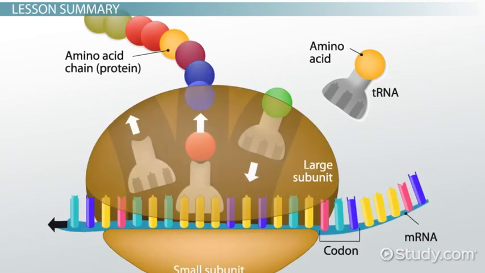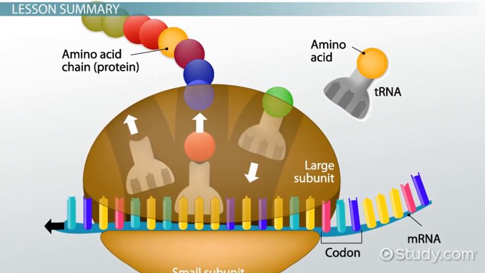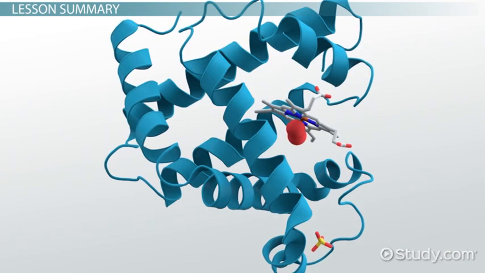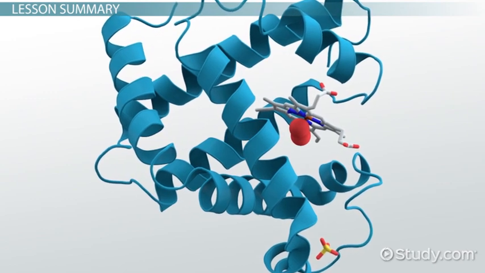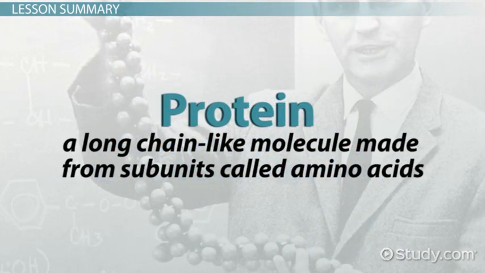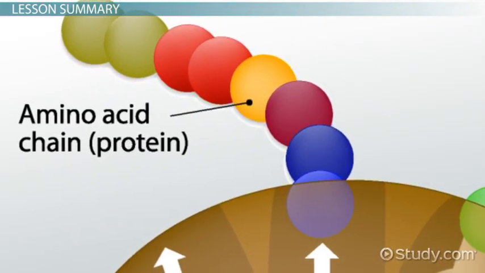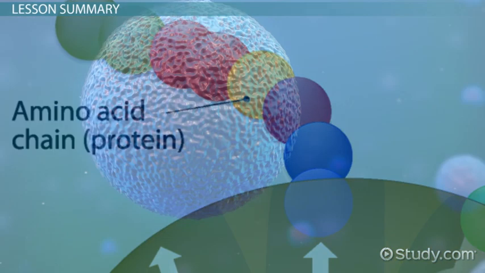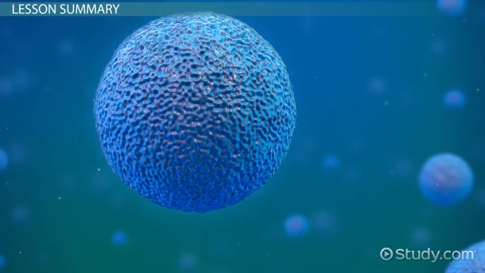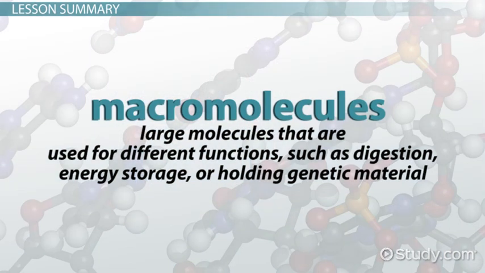Your body relies on different molecules to perform various functions related to survival. One such molecule is protein. Protein is a long chain-like molecule made from subunits called amino acids. If protein were a true chain, amino acids would represent the links. Protein is one type of macromolecule found within your body. Macromolecules are large molecules that are used for different functions, such as digestion, energy storage, or holding genetic material.